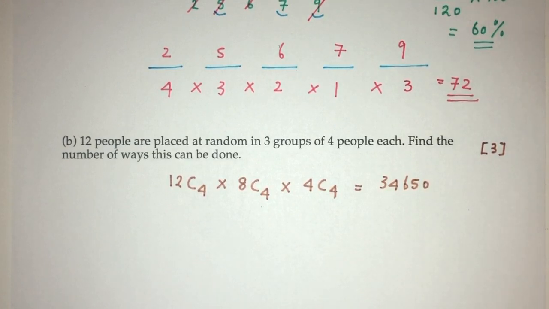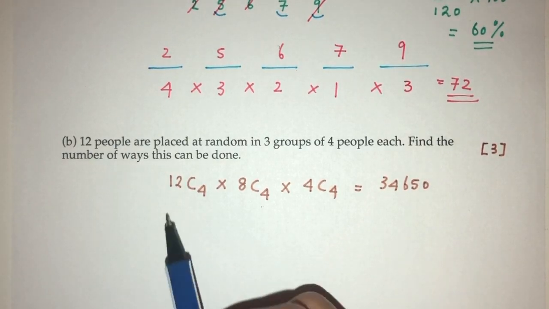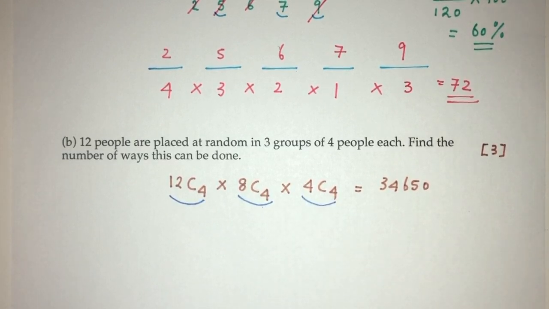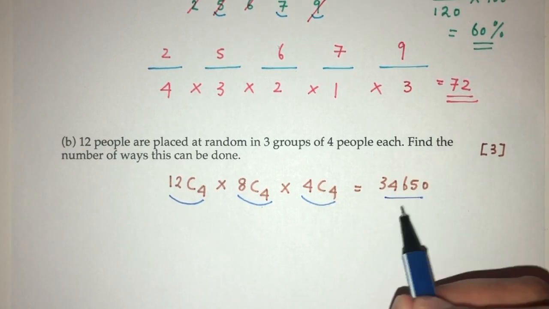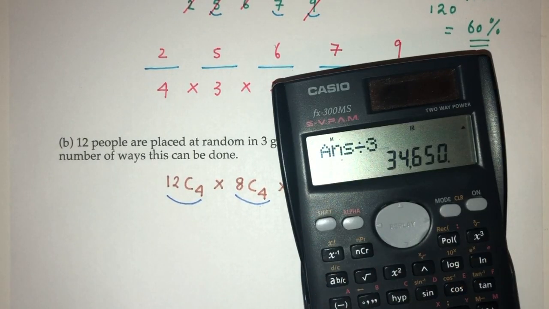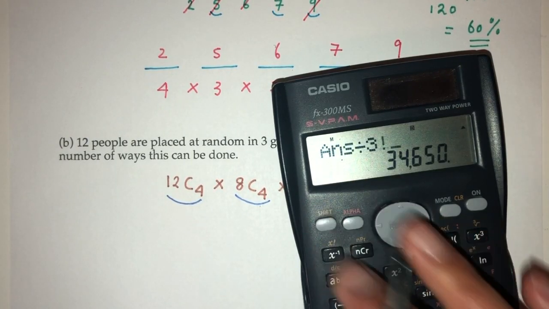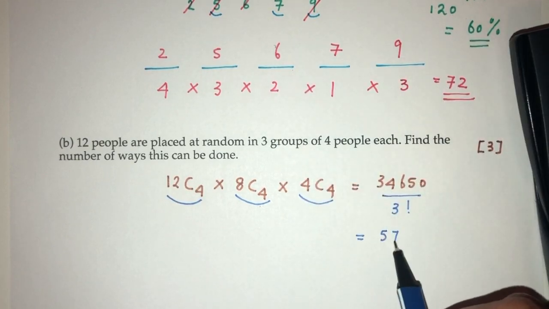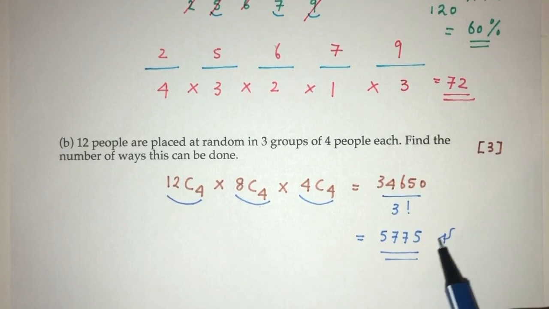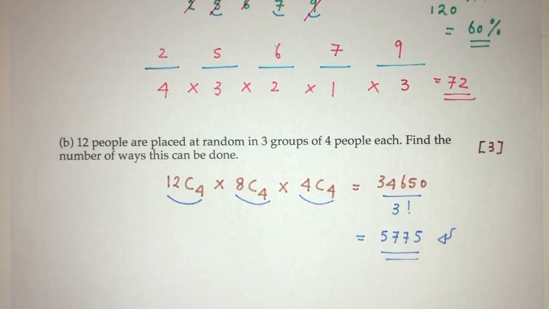So I believe many of you have stopped right here. I think this is only 2 marks. To get 3, you have to understand that because we have 3 groups, we can of course rearrange the groups among themselves interchangeably. Because of that, we have to divide by 3 factorial ways. That will be 5,775. So this will be the answer for question part B. Okay, that will be question number 5.